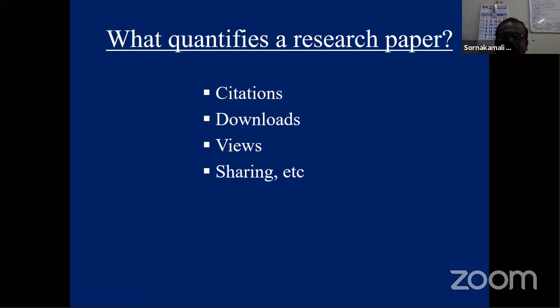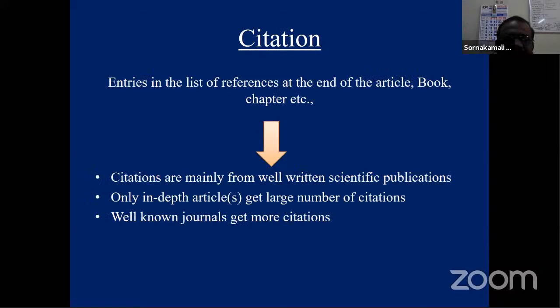How can a research paper be quantified? Based on citation, based on downloads, based on views, and based on sharings. Citation means, at the end of a paper, a book chapter, or an article, there is a separate section that is called a reference or bibliography. In that, our published manuscript should be given. That is called a citation.